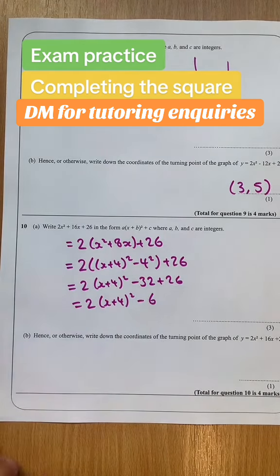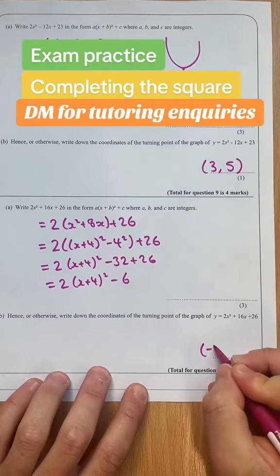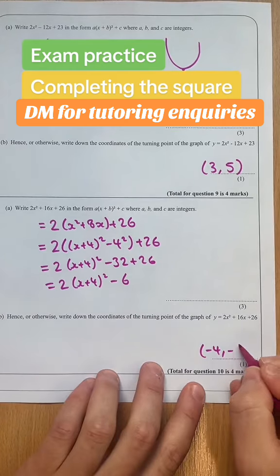So what makes the bracket equal 0? That's negative 4 for x. And what's left over? Minus 6 for y.